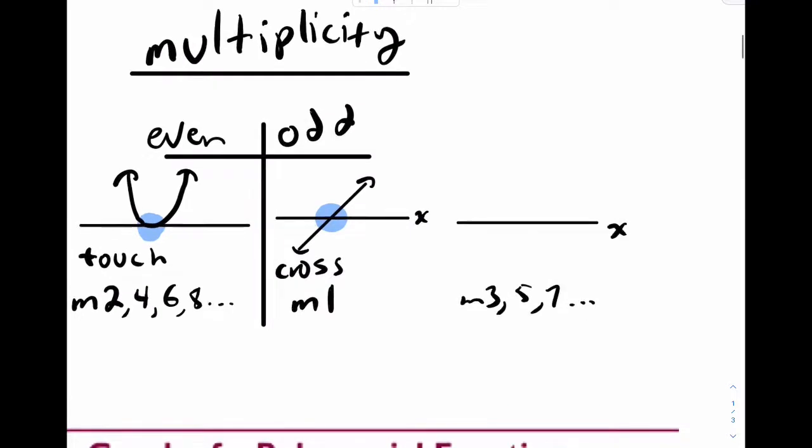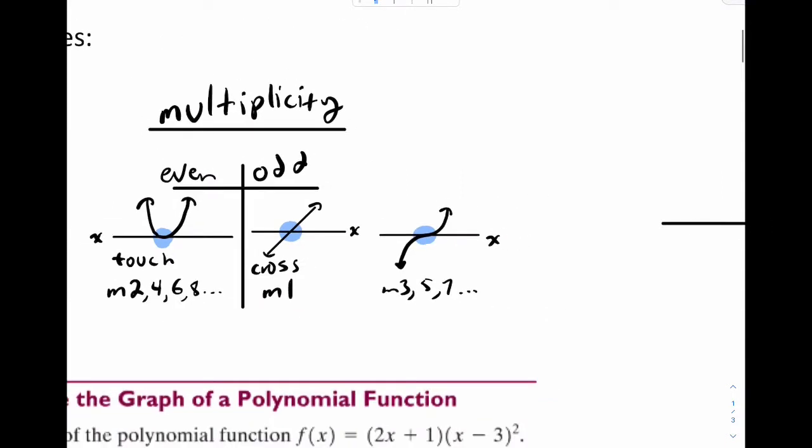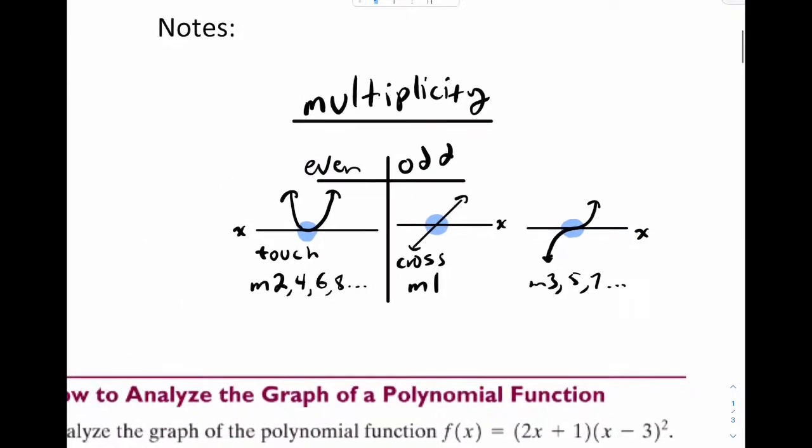In that situation, it's going to behave like a cubic curve, like that. So it'll kind of cube through it. And we're going to see that today. So that's our multiplicity review. And again, both of these are forms of crossing your axis.